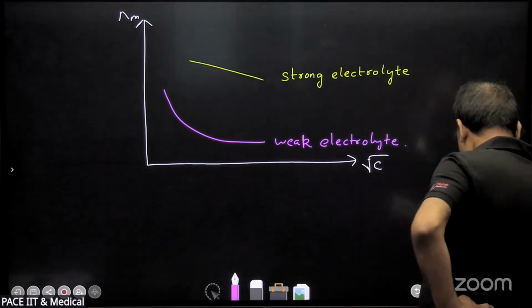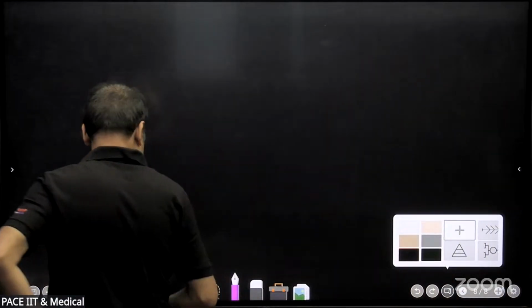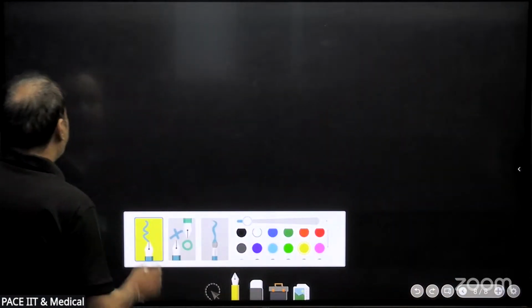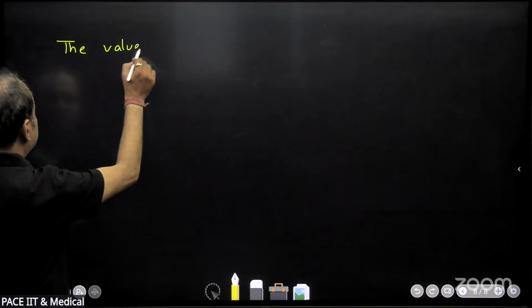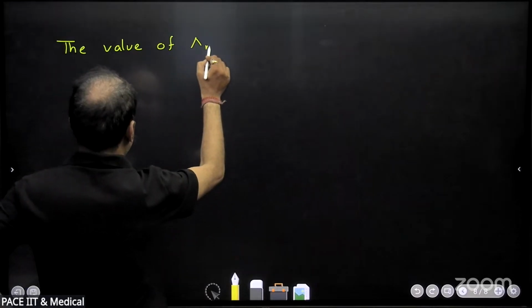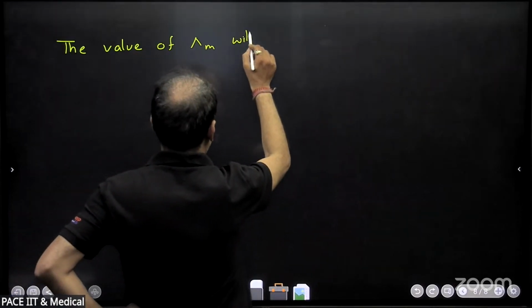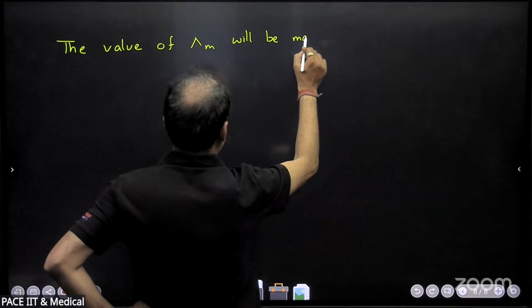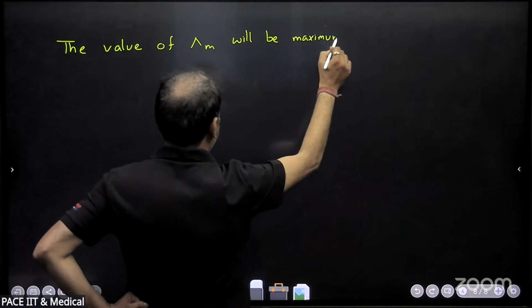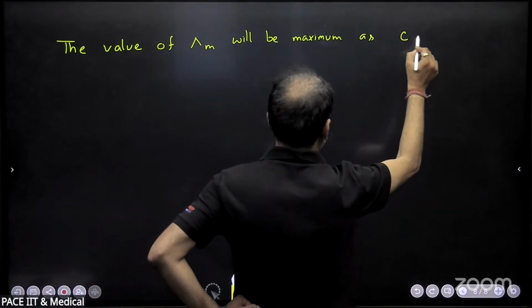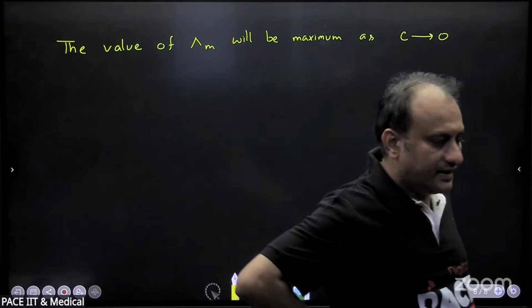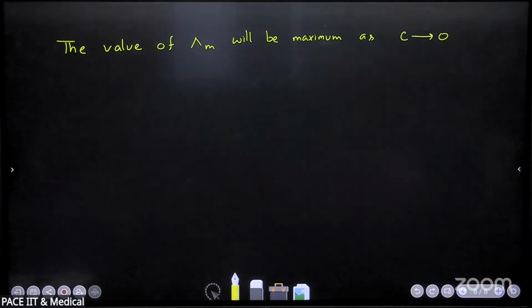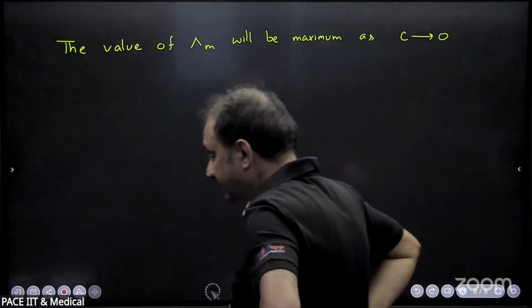So what we are trying to say, the value of lambda m will be maximum as C tends to 0. So as molarity of that electrolyte tends to 0, the value of lambda m will be maximizing.